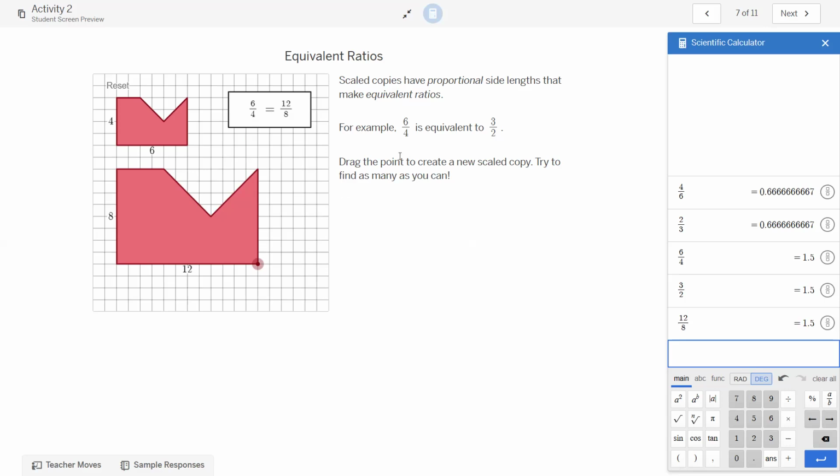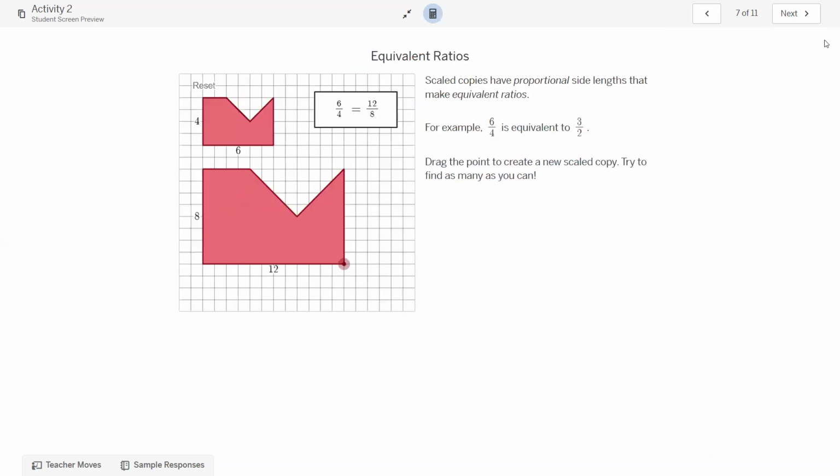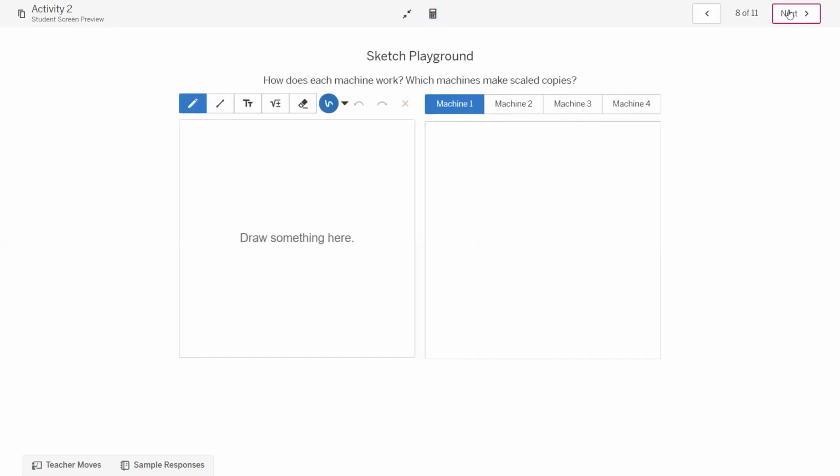Okay. All right. I'm hoping you're understanding that the equivalent ratios is how we figure out if this is a scale copy of this. So scale copies mean that the ratios between the sides are equivalent or equal proportions. All right, let's move on. I'm hoping this sinks in. If not, rewind the video so you can actually hear what I'm doing all over again until you catch it.